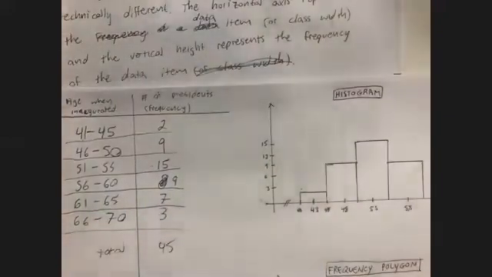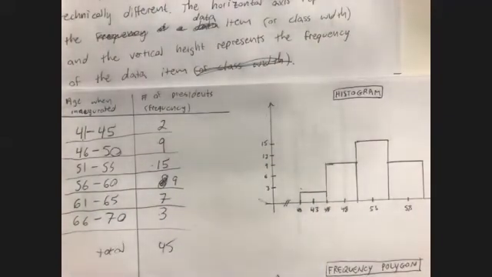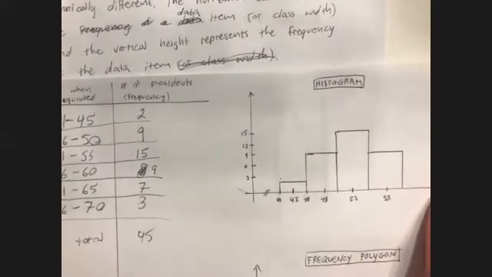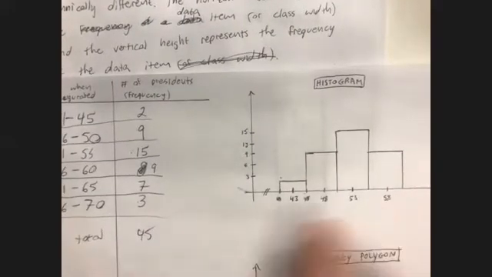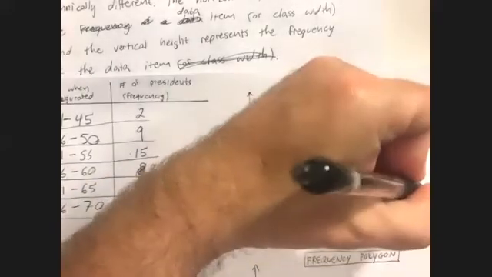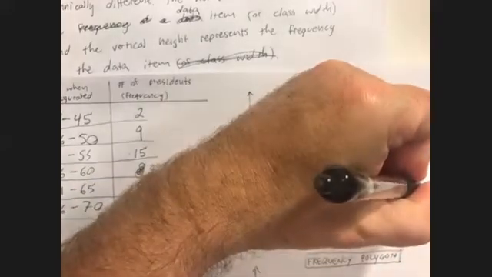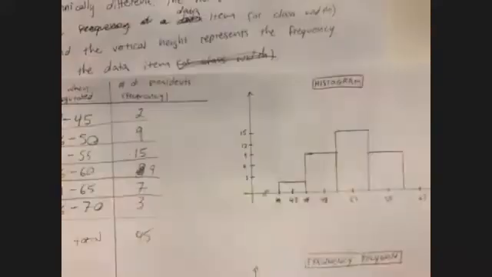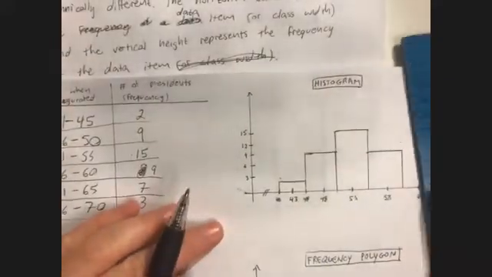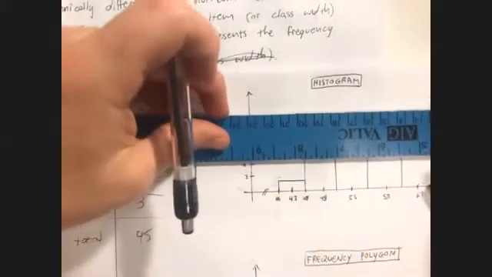Since these are the same, I'm just going to go straight across here. I'm probably going to have to extend my graph here, but that's fine. The next one is 61 to 65, so this would be 63. We'll extend that. That was 7, so that's between here, closer to the 6.